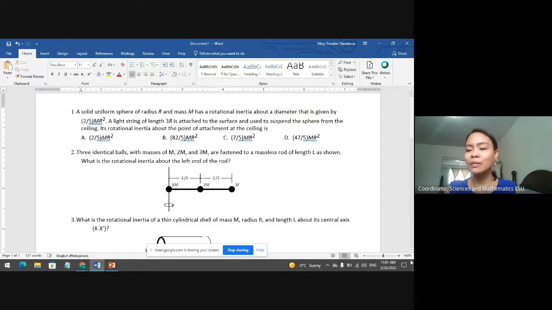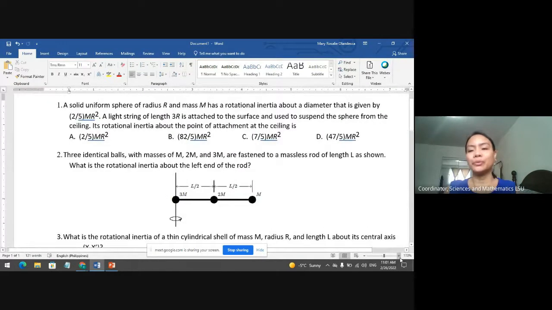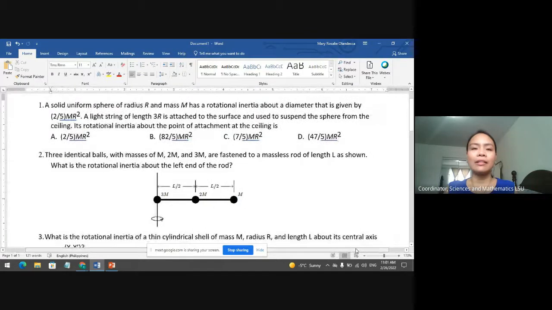First example, kindly take a photo or screenshot so you can glance at it later. A solid uniform sphere of radius r and mass m has a rotational inertia about a diameter that is given by 2/5 mr squared. A light string of length 3r is attached to the surface and used to suspend the sphere from the ceiling. Its rotational inertia about the point of attachment at the ceiling is, you have your choices. So stop share again and share this one again.